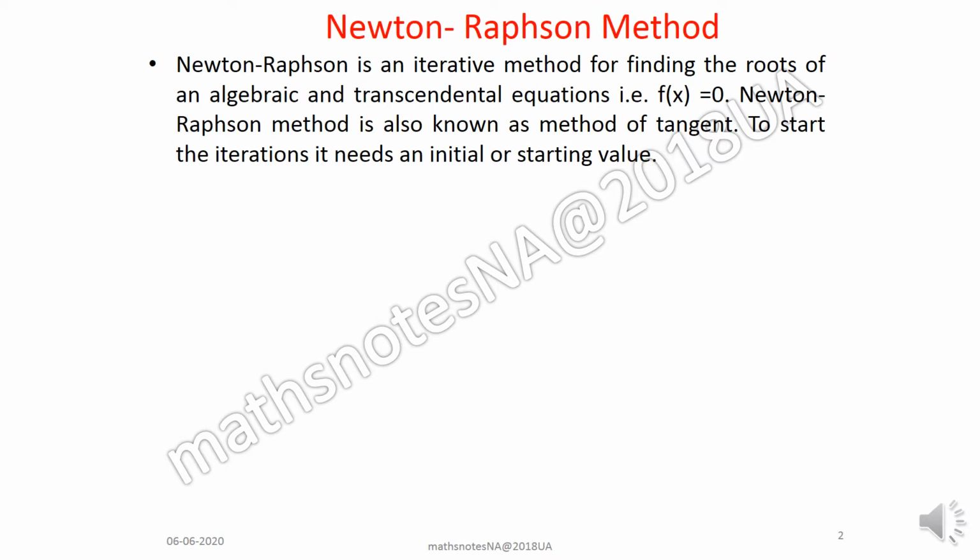To start the iterations, it needs an initial or a starting value. Convergence or divergence of the method or result depends on the initial or starting value. Selection of initial value, that is x0.